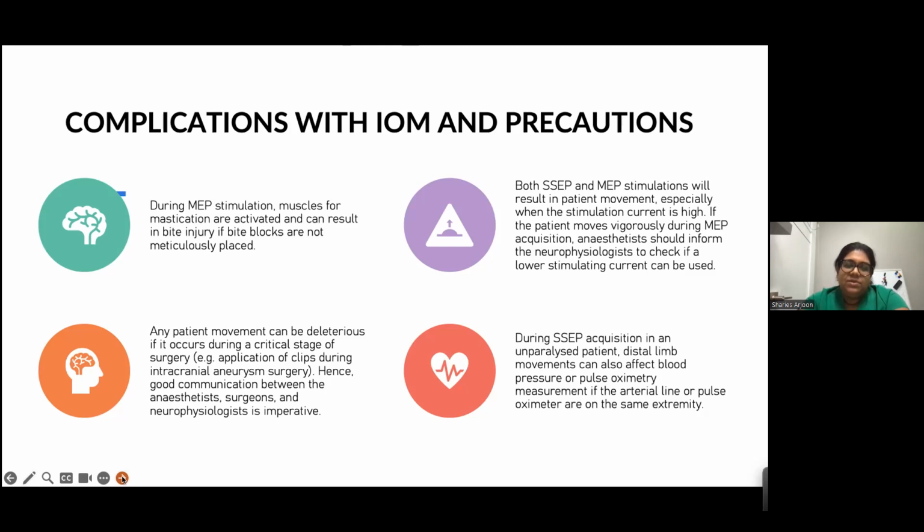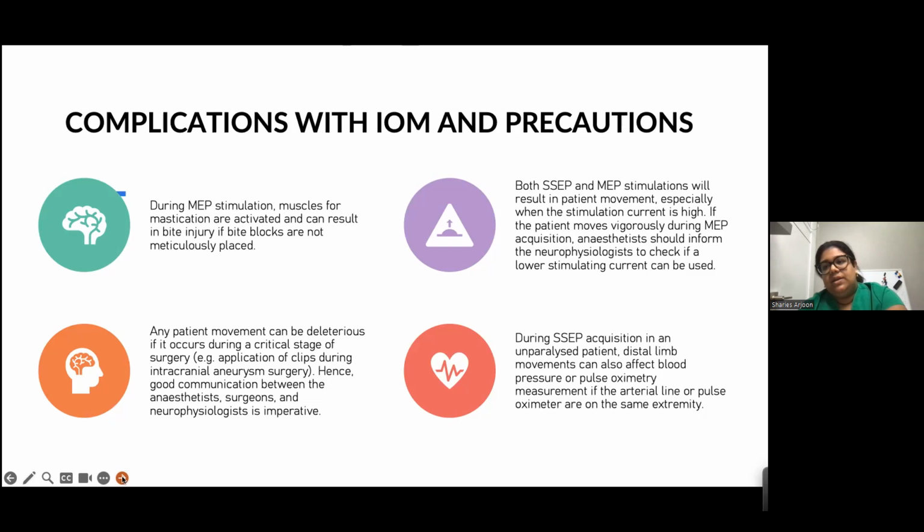During MEP stimulation, muscles for mastication are activated and can result in bite injury if bite blocks are not meticulously placed. Any patient's movements can be deleterious if it occurs during a critical stage of surgery, for example, application of clips during aneurysm surgery. Hence, good communication between the anesthetist, surgeons, and the neurophysiologist is imperative.